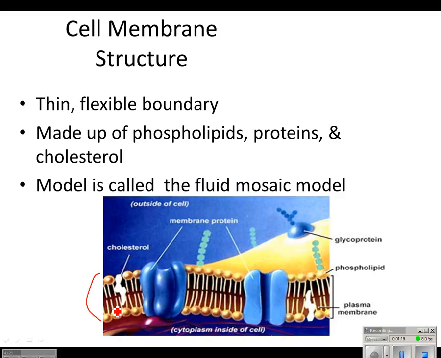We say that it is the fluid mosaic model. Fluid because it's flexible, and mosaic because it has all these other molecules that are embedded inside to make up the membrane.